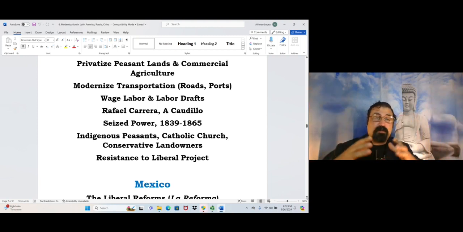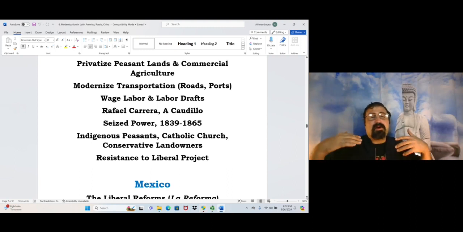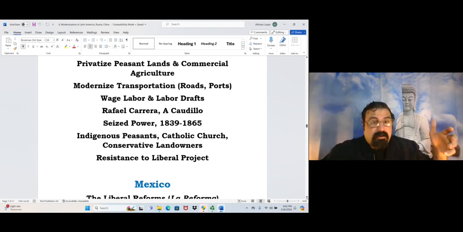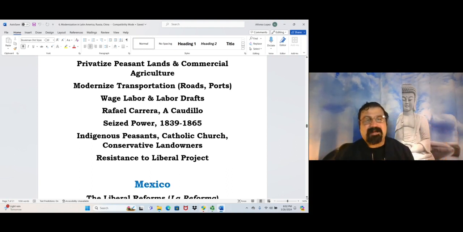So obviously, there's going to be a sector of population that will be very disaffected, and they are now throwing their lot, so to speak, to a strongman, a caudillo, by the name of Rafael Carrera, who seizes power in 1839 and will rule the country in a kind of dictatorship, so to speak, way until his death in 1865.